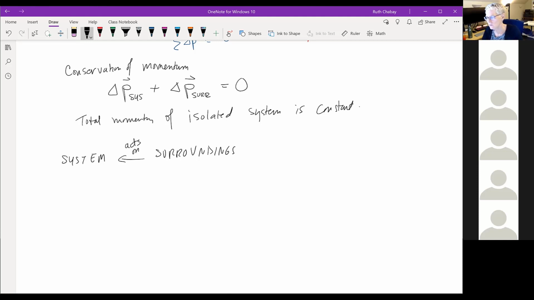I urge you to read this section in the textbook on conservation of momentum. This is the end of chapter 3. I'll put up another chapter 3 assignment today. And read that section carefully, because there are some applications of conservation of momentum that show you how this is useful, which we don't have time to go over today.